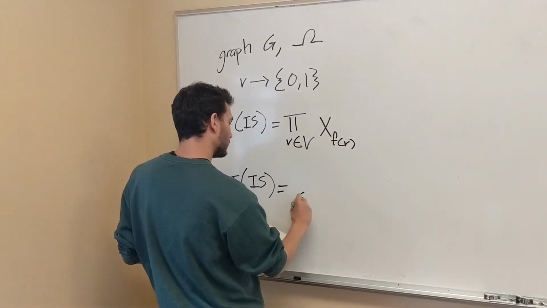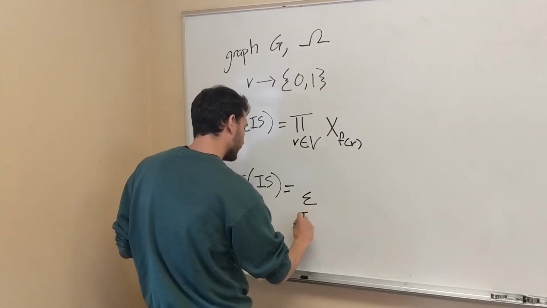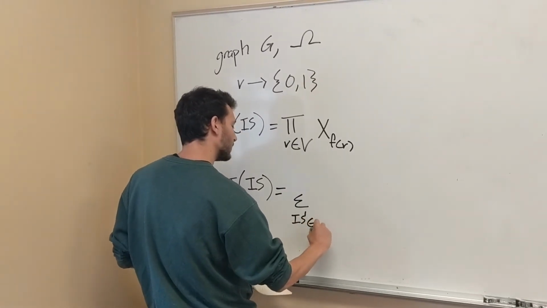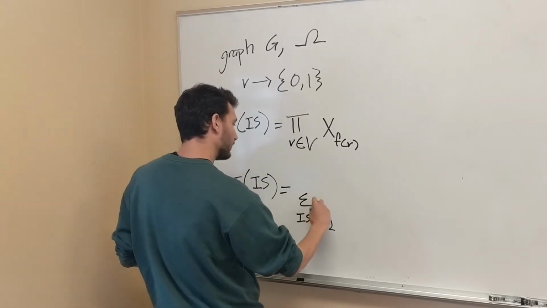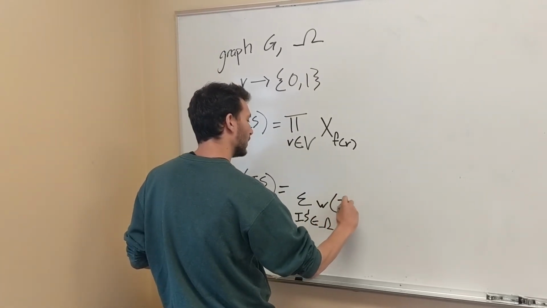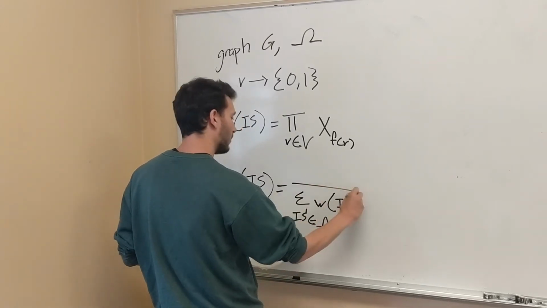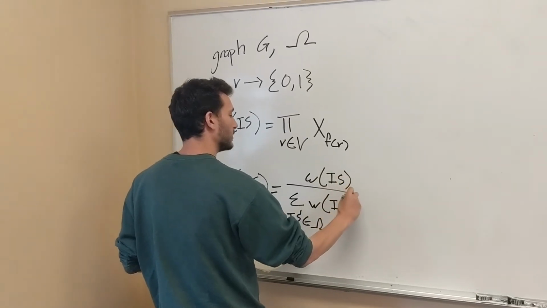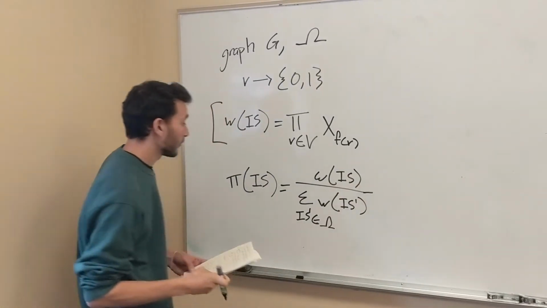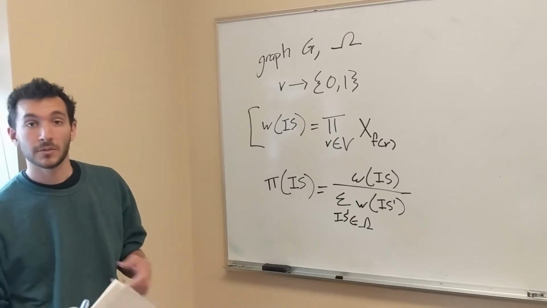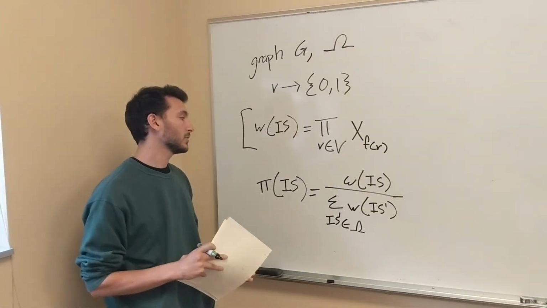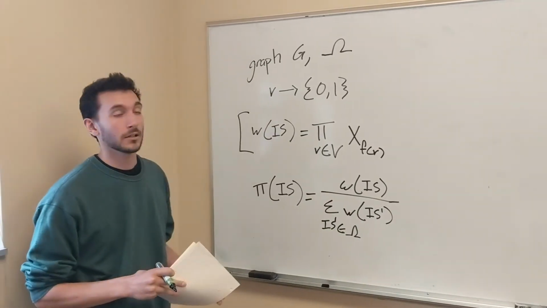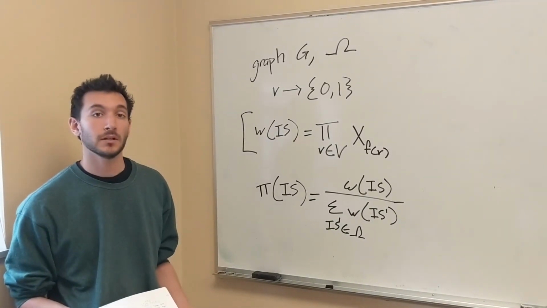Our stationary distribution for an independent set I is equal to the weight of I divided by the sum over all other independent sets I prime in omega of the weights of I prime. And from this, we can sample that stationary distribution without actually having to calculate an intractable sum over all of our independent sets that grows exponentially complicated very quickly.